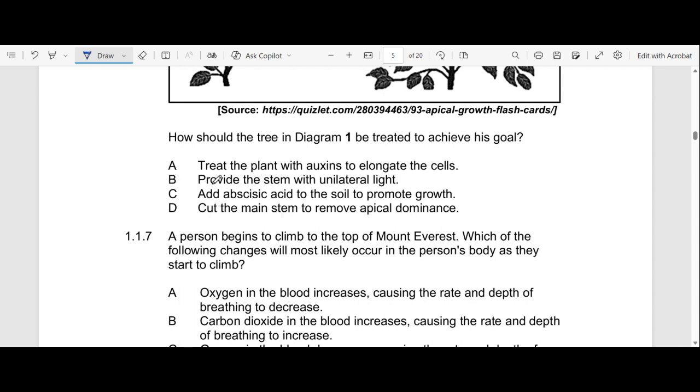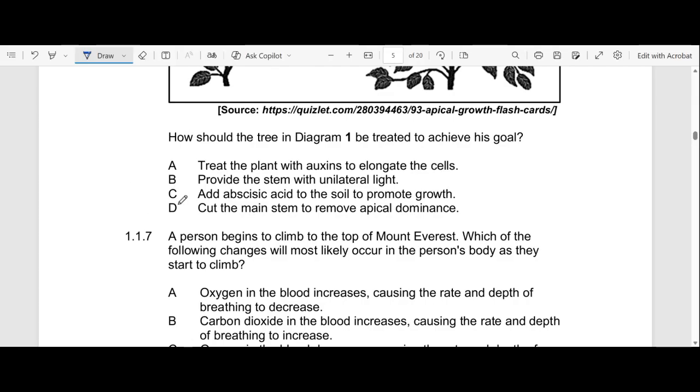Now let's go to B. Provide the stem with unilateral light. Nope, that's not the solution either, because the moment you provide the stem with unilateral light, it'll bend towards the light. We call that phototropism. It'll just bend towards the light.